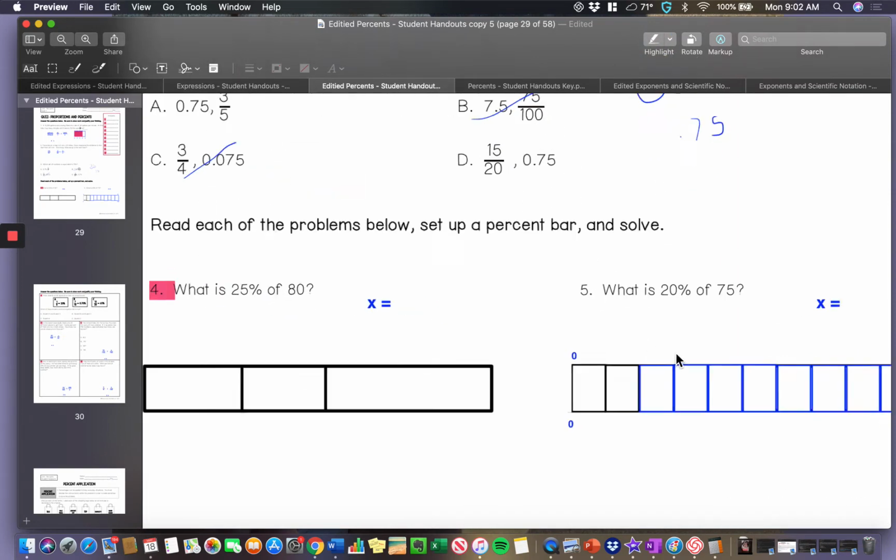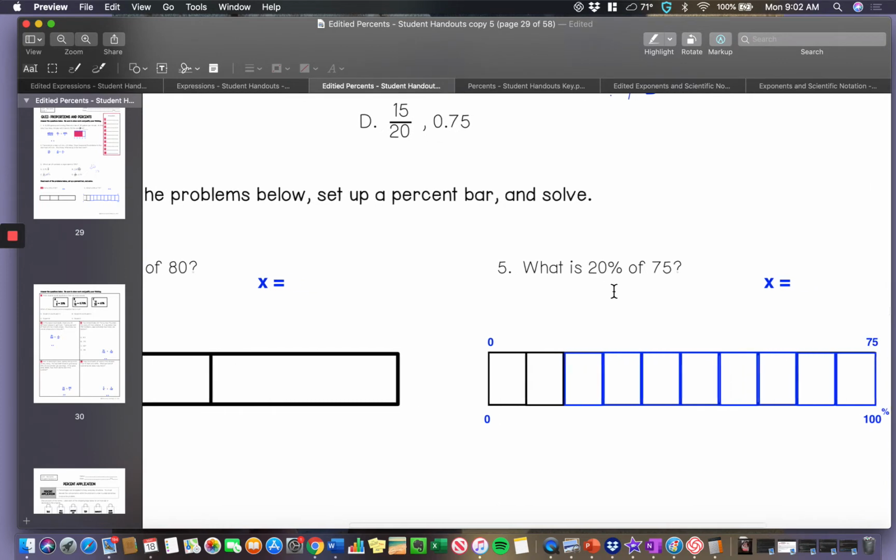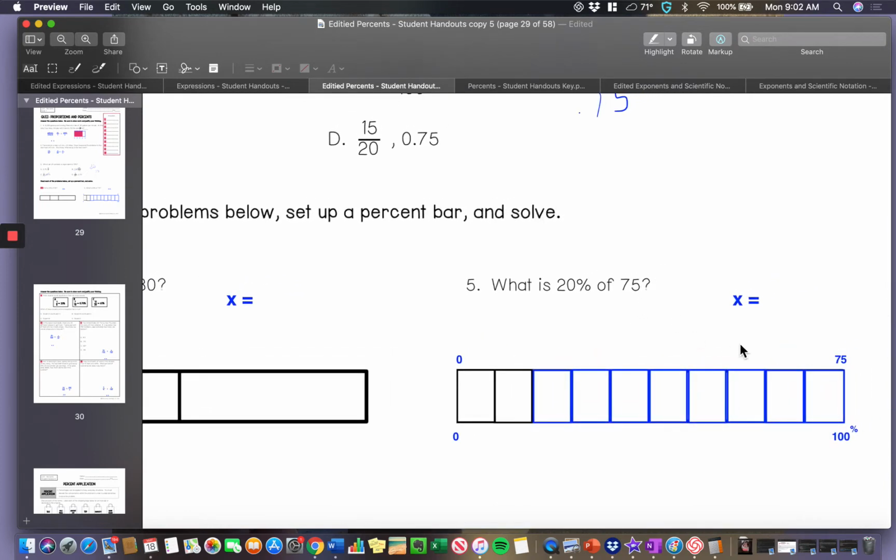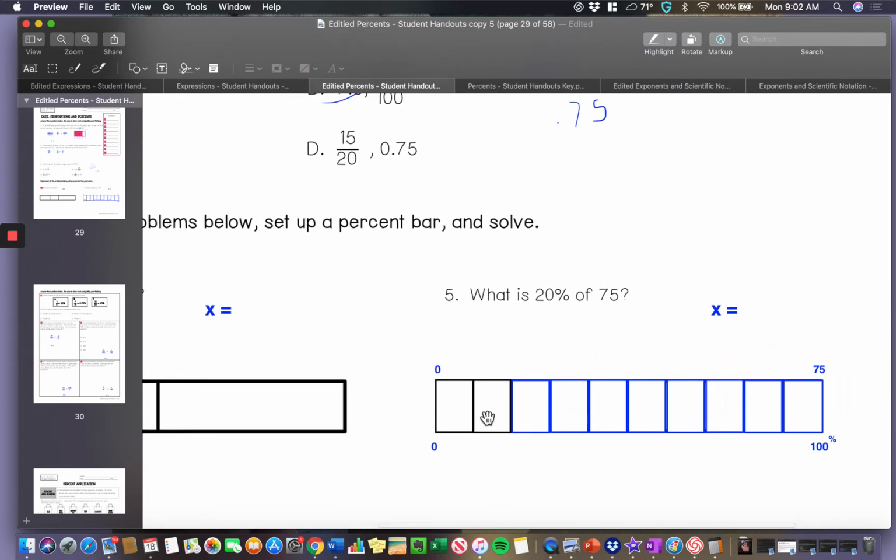So number 5 is the example I want to use. It says, what is 20% of 75? Well, they started cutting this up into like 10 boxes. So I always put the whole thing. So the whole thing is 75, which is equal to 100% because it's the whole thing.